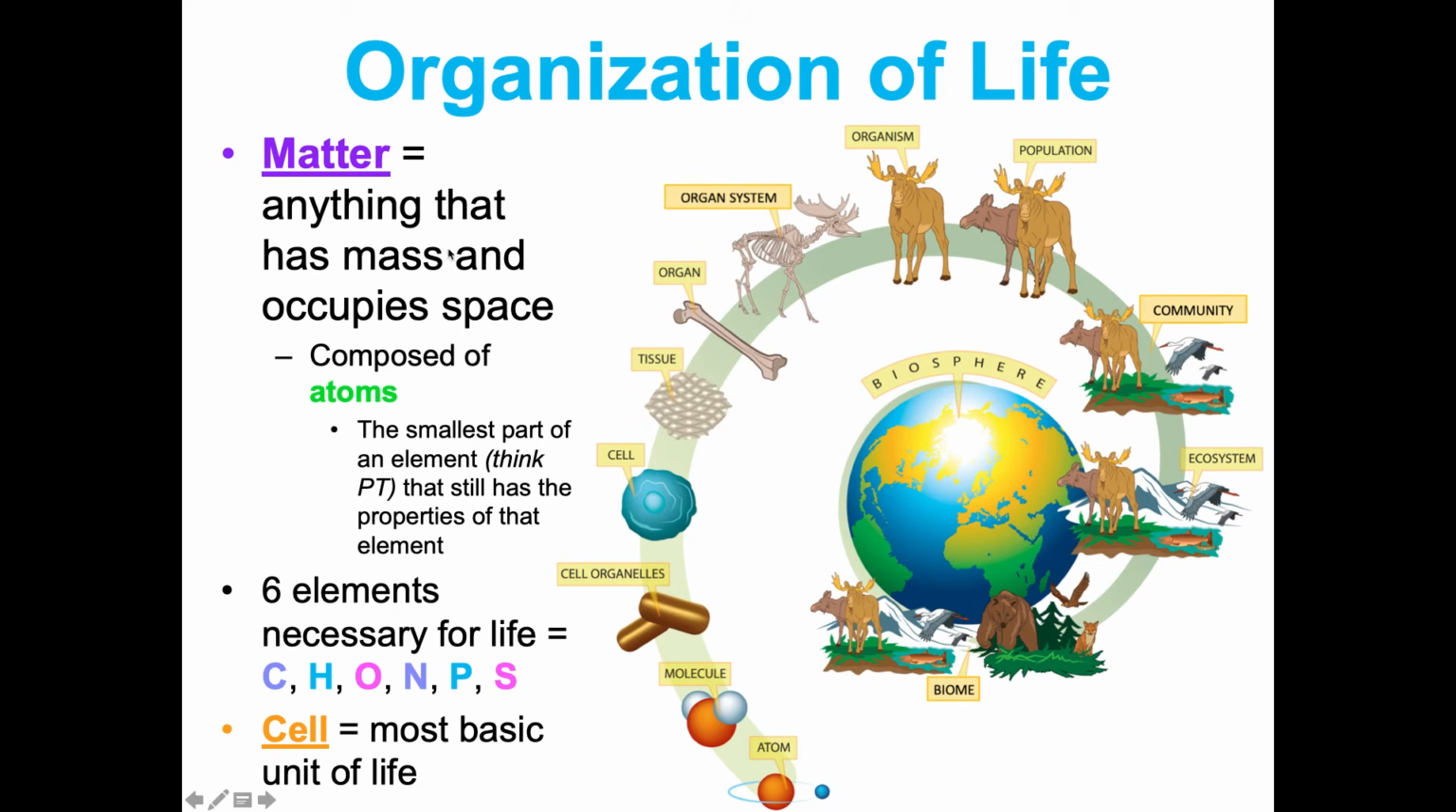Now, if we have to define matter and atoms when we're talking about chemistry, we have to define cell when we're talking about biology, because a cell is the most basic unit of life. So let's look at this diagram here.